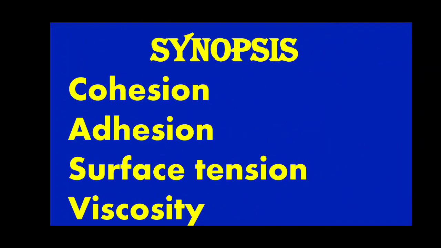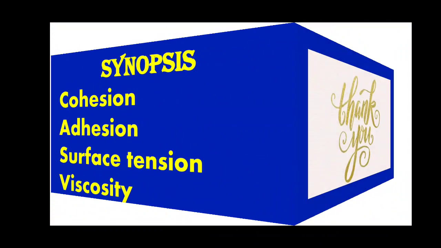Now let us summarize. What all did we learn today? We have learned cohesion, adhesion, surface tension and viscosity. What is cohesion? The force of attraction between like molecules. What is adhesion? The force of attraction between unlike molecules. What is surface tension? The force acting on the surface of a liquid per unit length. And viscosity is the force which prevents relative motion between the layers of liquids, called viscous force, and this property of the liquid is called viscosity.